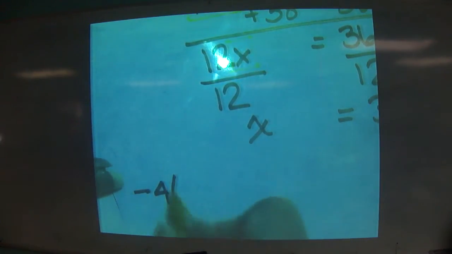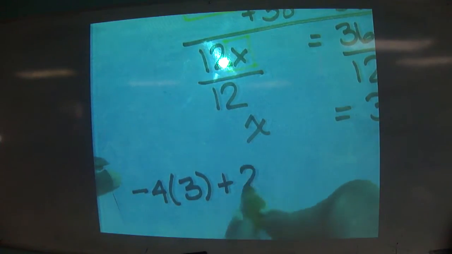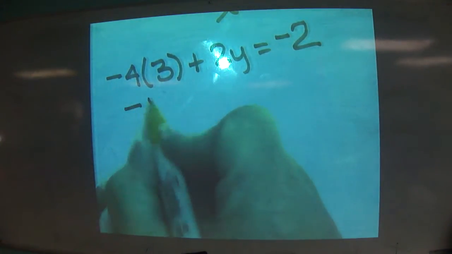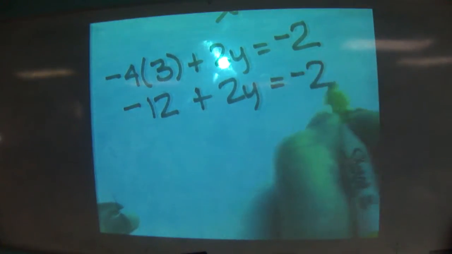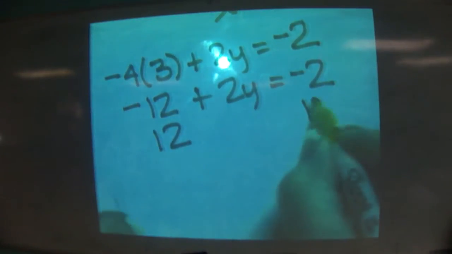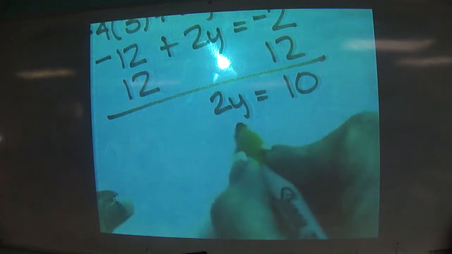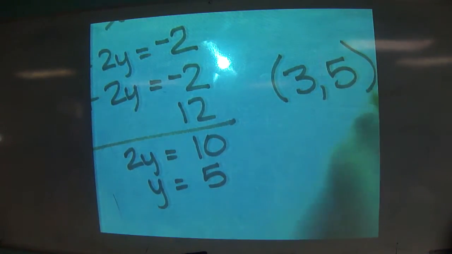B? Okay. So negative 4, again I put parentheses here, x is 3, plus 2y equals negative 2. Negative 4 times 3? Negative 12 plus 2y equals negative 2. Now we're just solving. Let's add 12 to both sides. 2y equals 10. y equals 5, and our coordinate is (3, 5), and you've got it.